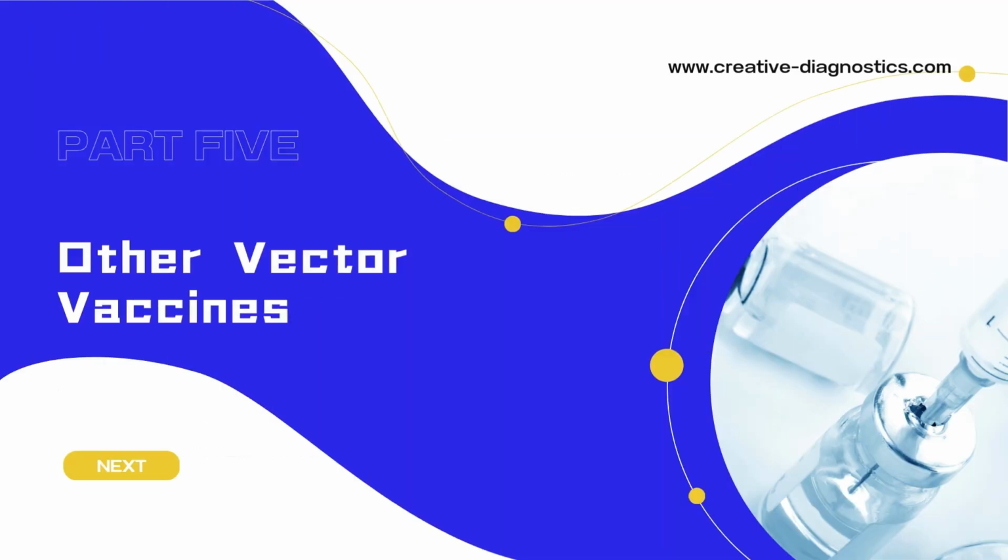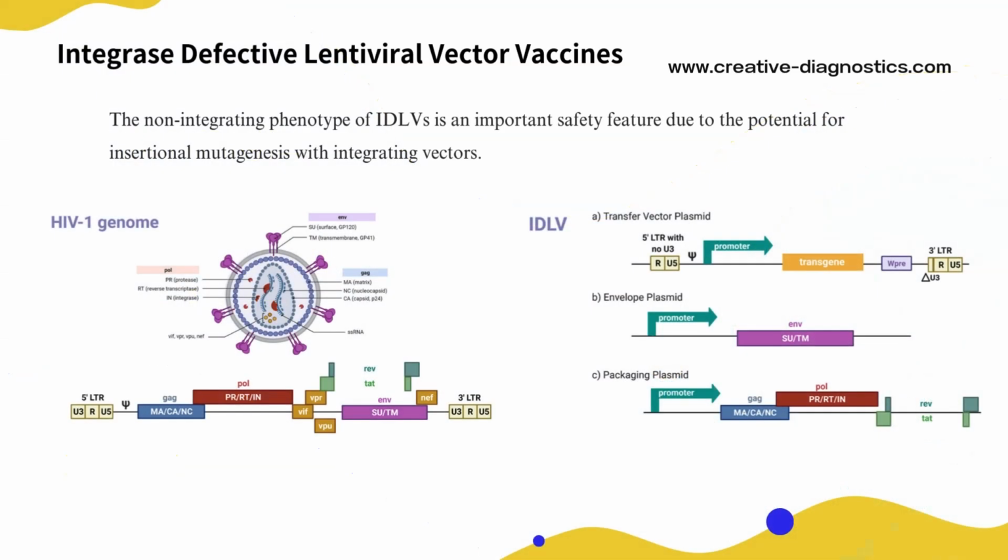Integrase-deficient lentiviral vectors, IDLVs, represent a promising vaccine platform due to their ability to induce potent and highly durable immune responses even after single-dose immunization. Derived from HIV or SIV through splitting the viral genome into separate plasmids, IDLVs are engineered to be replication defective and non-integrating by introducing mutations in the long terminal repeats, LTRs, packaging signals and integrase gene.